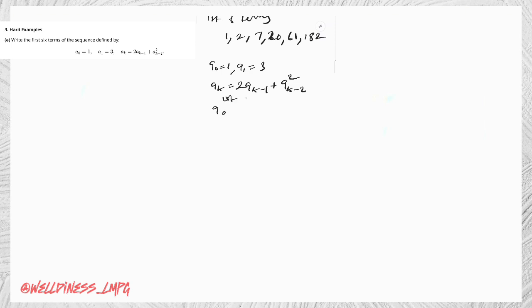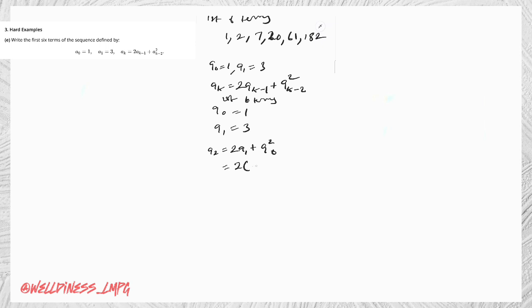So since we know our A naught is equals to 1, and we know that our A1 is also equals to 3, what we need to look for now is A2, A3, A4, and A5. So to get our A2, all we have to do is substitute 2 everywhere we find our K. So in this case, we have 2A(2 minus 1), which will give you 2A1. Then in the other place, we have A(2 minus 2), which will give you A naught squared.